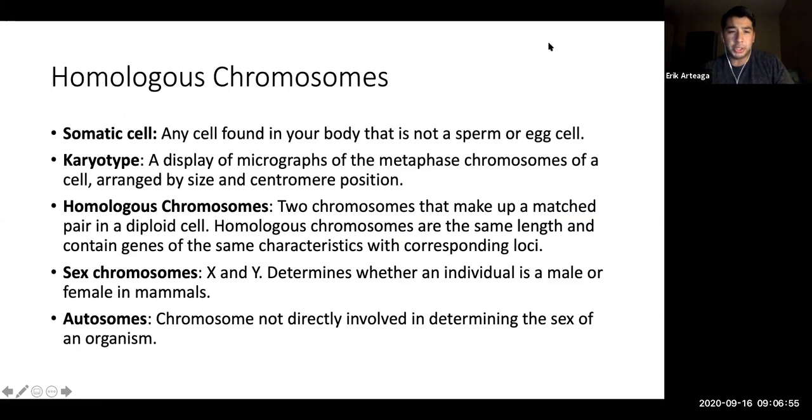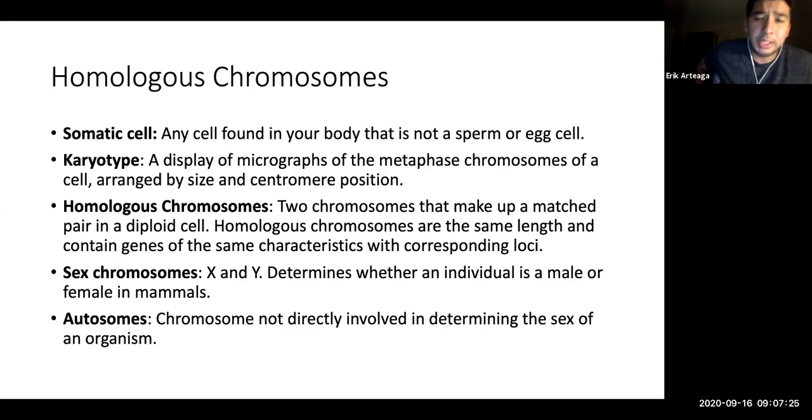So we need some definitions here. We have somatic cells, which are any cells found in your body that are not sperm or sex cells. Somatic cells will technically have all the same genetic information, right? So one of your skin cells will have the same genetic information as your liver cell or prostate cell, vice versa. They just have differentiation or expression of different genes that make up your different tissues, right? But all your somatic cells have the exact same genetic information.